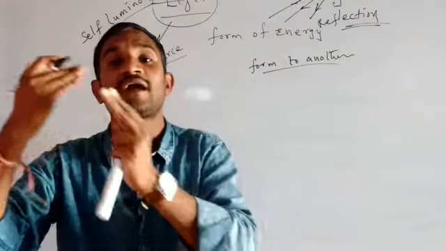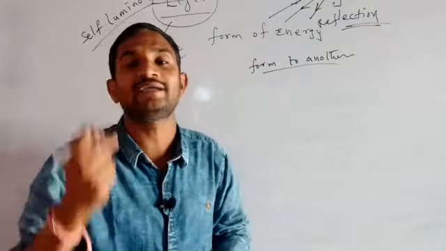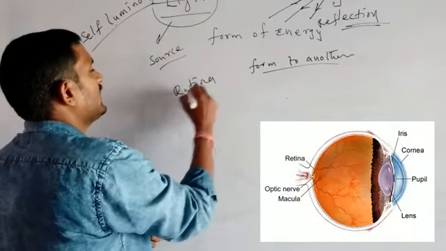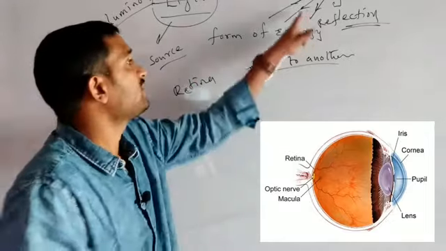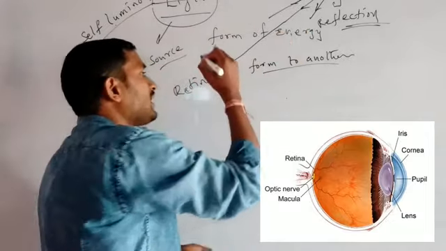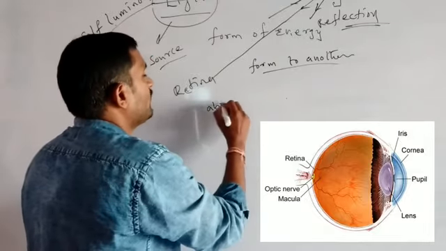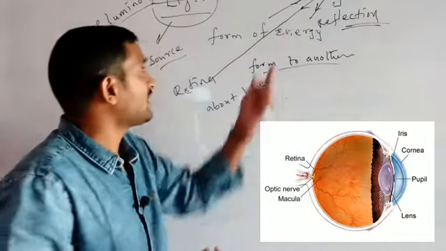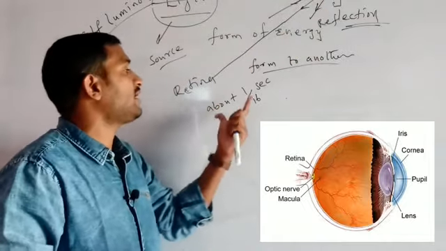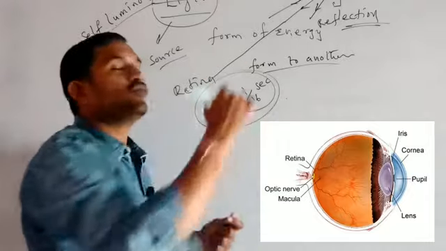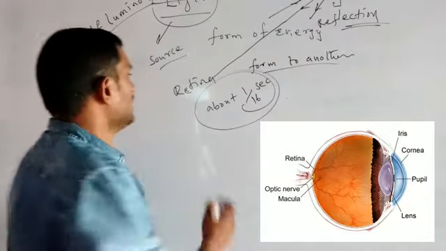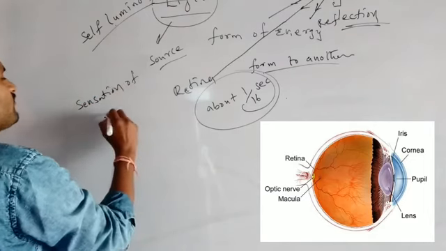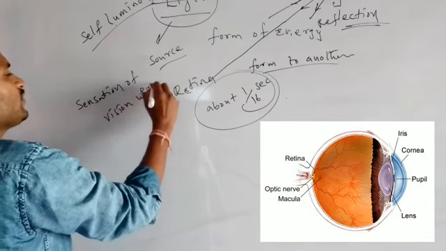The reflected light is reaching our eyes. Our eyes consist of what? Retina. The reflected ray reaches our eyes in about 1/16 seconds. The light reaches our retina in 1/16 seconds. Most important here, 1/16 seconds. Here the sensation of vision will be stimulated.